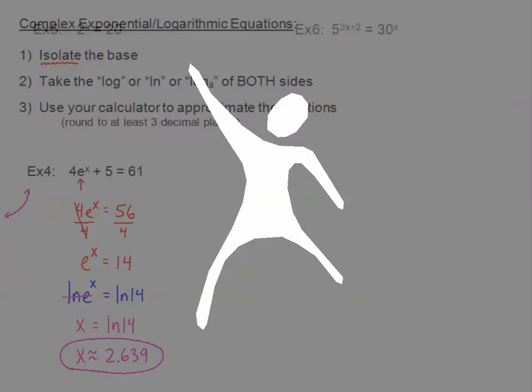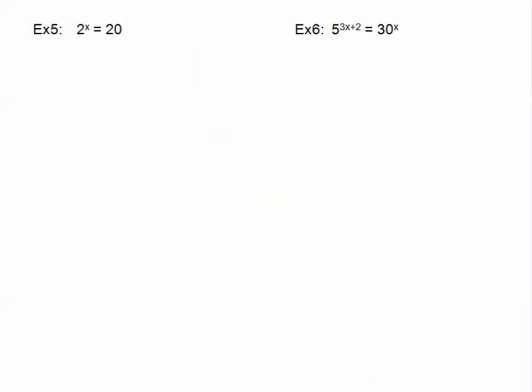Okay, so let's look at those same steps and let's look at example 5. Example 5 is not a simple exponential equation like we looked at in the first tutorial. I see a base 2, but there's no way to rewrite 20 using base 2. The base 2's would be something like 4, 8, 16, 32, so 20 is no good. I need to isolate the base, that's what step 1 says, and this base is already isolated. So now I could take the common log of both sides, or the natural log of both sides, or the log base, in this case, the log base 2 of both sides.